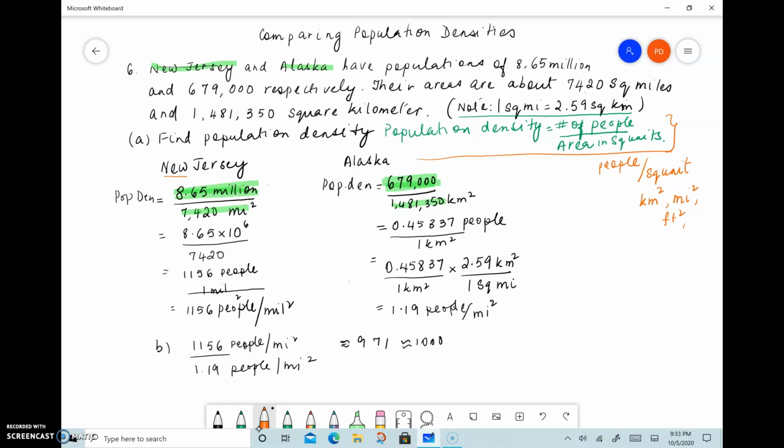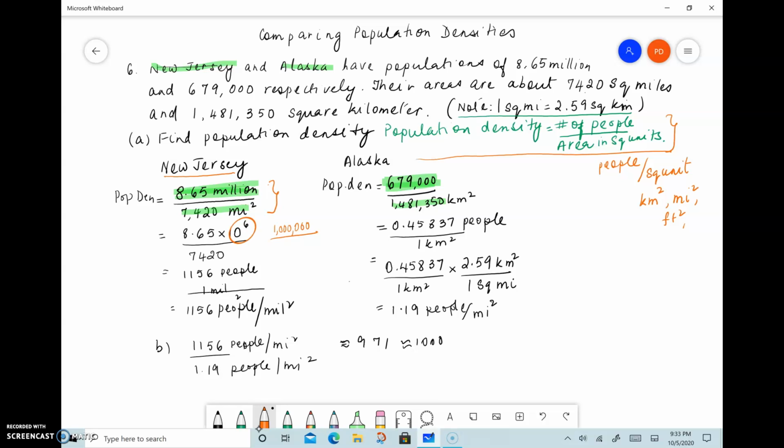Population density, let's look at New Jersey first, is 8.65 million over 7,420 square miles. A million is 10 raised to the 6. So 1, 2, 3, 4, 5, 6. That's a million, one followed by 6 zeros. So that's 10 to the 6.